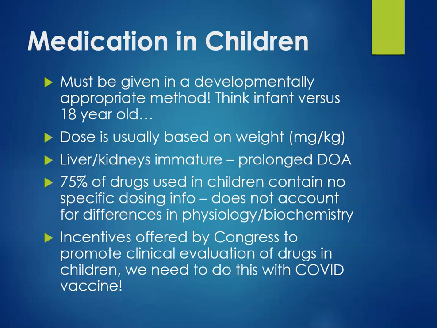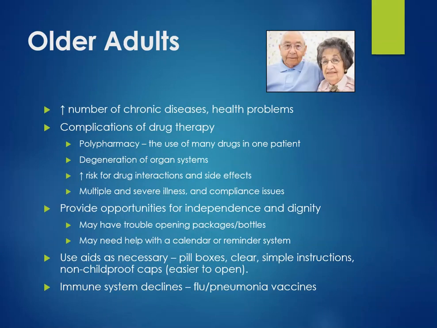So there are a lot of incentives that have been offered by Congress to promote clinical evaluation of drugs in children safely, right? So I said in here we need to do this with COVID vaccine. Well, just recently, within the last 6 months, it has been approved for children, and it was to the age of 5. Now we're looking at children younger than that and whether they can mount a response. So things are always changing, you guys. Kind of fun. Okay, and then older adults. Aren't they cute? They're so cute. I don't know them, but they're very cute.